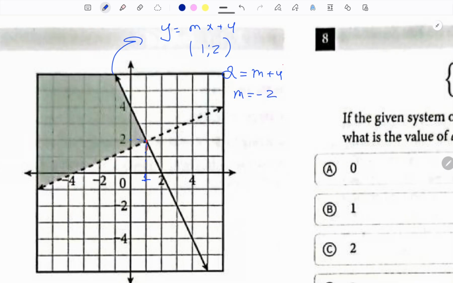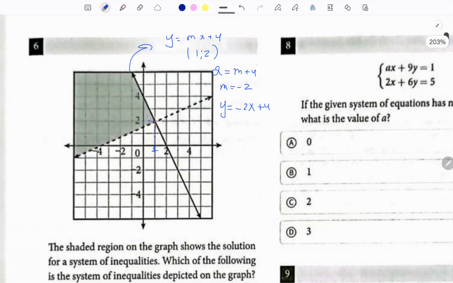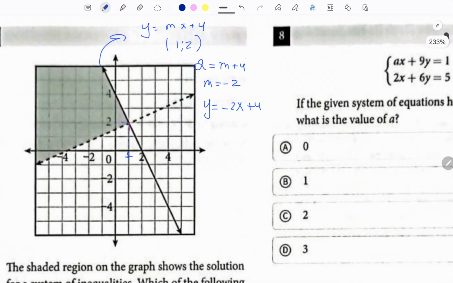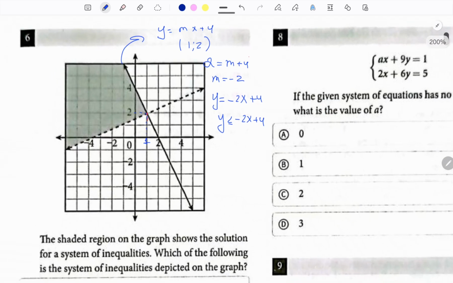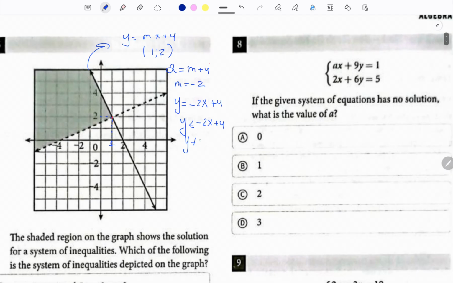So the equation of the solid line will be equivalent to y is equal to negative 2 times x plus 4. And if you look at the graph, we will see that the shaded region is below the solid straight line. That's why we get that y is less than or equal to negative 2 times x plus 4. So we can also write it like y plus 2 times x is less than or equal to 4.